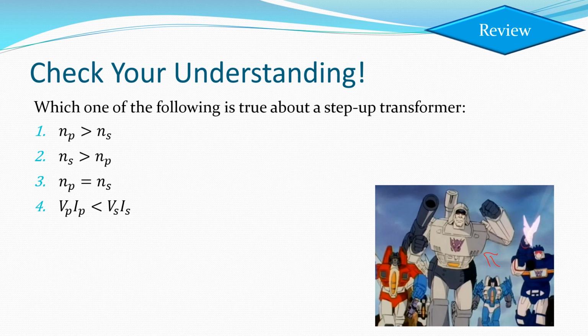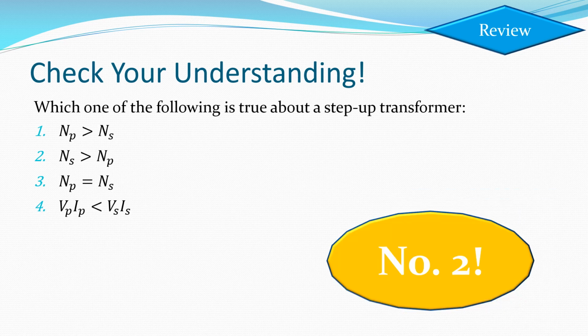Anyway, get back to our question. Which of the following is true about a step-up transformer? Okay, so think about a step-up transformer. What's it going to have? It's going to have more voltage in the secondary coil than the primary coil. Number 2 is our answer. So a step-up transformer means we're stepping up the voltage, which means we have to change the number of turns. So number 2 means we need more turns on the secondary one than the primary one.